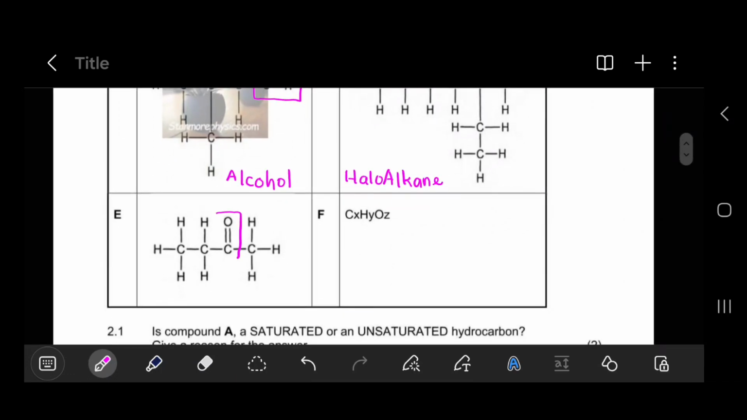Compound E has a double bond oxygen on the second carbon from the right, so that has to be a ketone. And compound F, we have CxHyOz. Because we don't have values as the subscripts at the moment, we are not sure what compound that is. We're not sure what homologous series it belongs to. But we know that it could be anything between ketones, aldehydes, alcohols, carboxylic acids, and esters, because those are the compounds that contain oxygen in them.